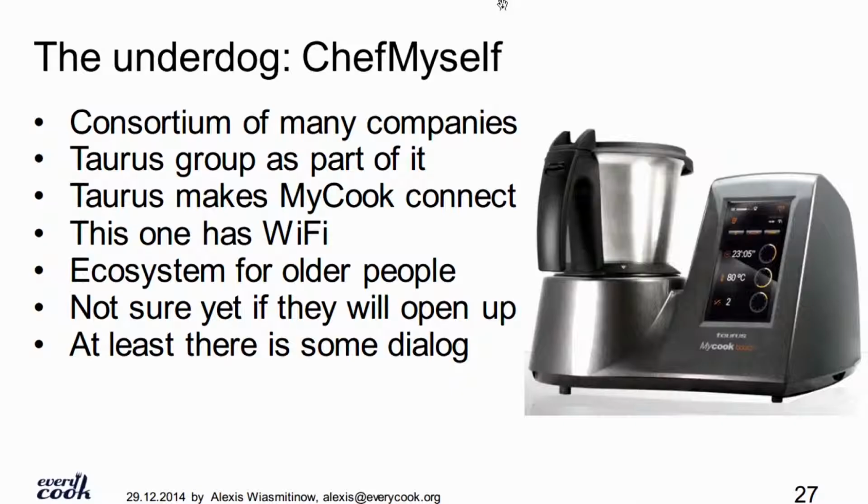Then we have the Chef Myself community. They also try to make an ecosystem. It's a consortium also of many companies. Taurus Group is another large kitchen device manufacturer. They make a MyCook. It's actually a competitor of the Thermomix with a nice touchscreen with Wi-Fi. And they now are focused on an ecosystem for older people to give them back some autonomy.